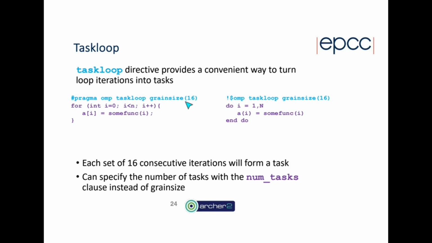You can either do it that way, or alternatively, you can specify how many tasks you want to generate, and then it'll compute the grain size for you from the value of n and the number of tasks you want to generate. So it just gives you a bit of convenience, saving you having to refactor code to do that.